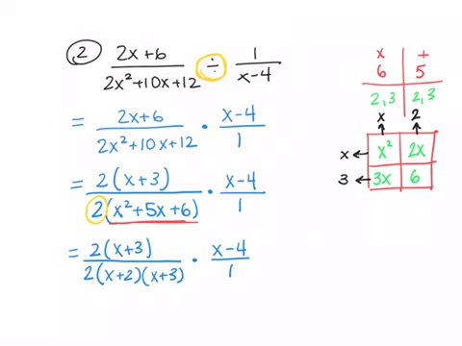Now remember, I wrote on the last screen for you that we are allowed to cancel vertically and diagonally in a multiplication problem. So hopefully you notice that you have these 2's that can cancel vertically, but we also have an x plus 3 that can cancel out vertically. So what I'm left with here on top, the only thing I have is x minus 4. And in the denominator, I have x plus 2 times 1, which would just give me x plus 2. So this is your solution.